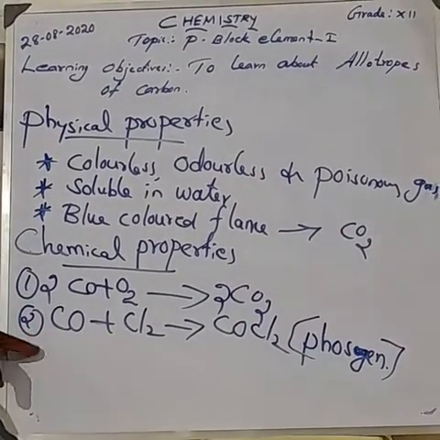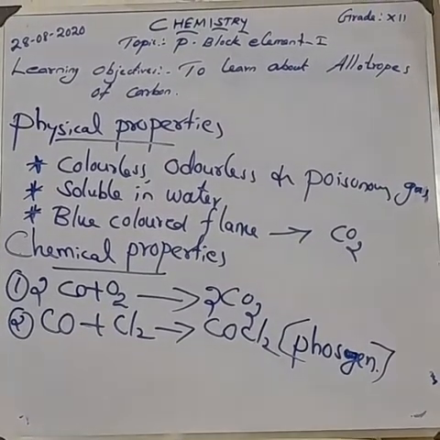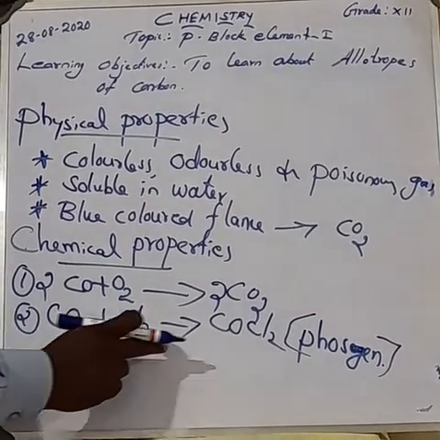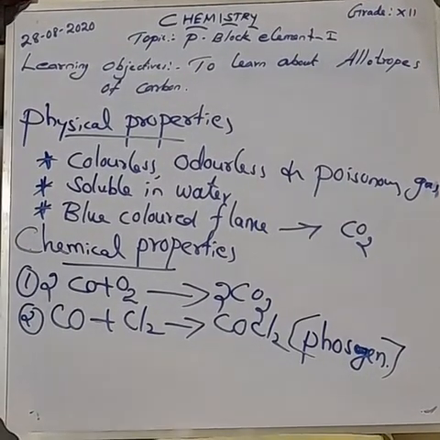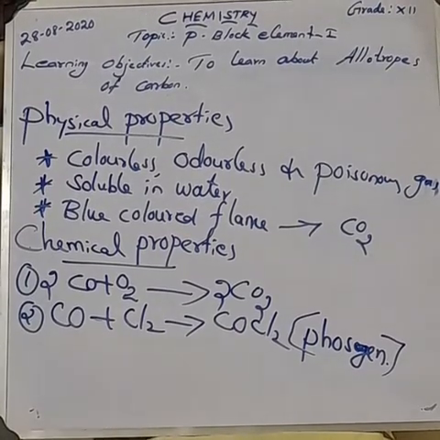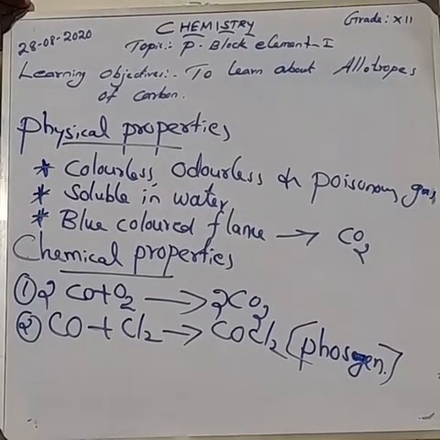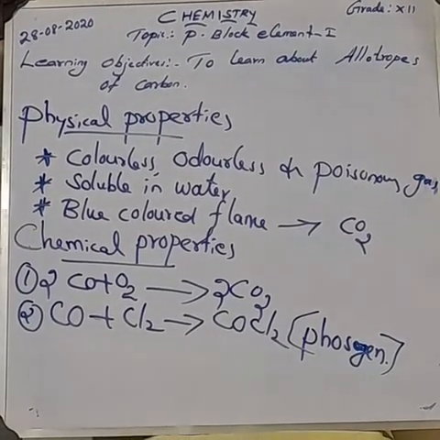Is the equation balanced or not? Here 2 chlorine, here 2 chlorine, having CO. The equation is balanced.